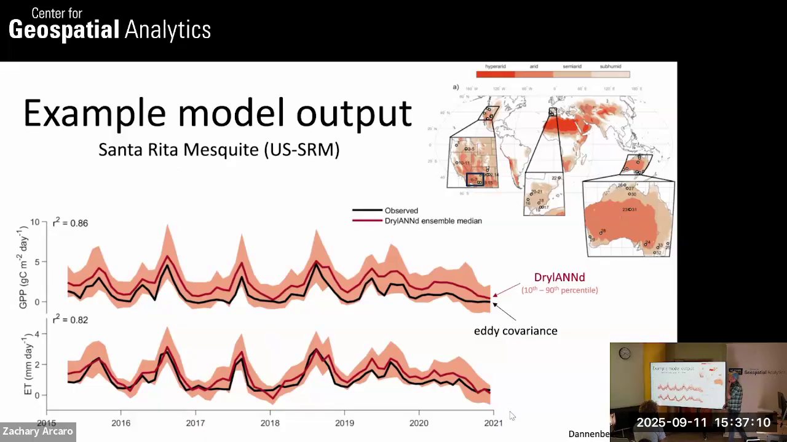This is an example of some of the model output at one of my favorite flux towers, which is the Santa Rita Mesquite Tower south of Tucson, right down here. And this is basically what our model is producing. We've got a best estimate of gross primary production and evapotranspiration. And then from the model ensemble, we get some estimate of uncertainty or credibility around that prediction. As you can see, the model, at least qualitatively, tracks pretty well the variation in both gross primary production, the black is observed, the red is our model prediction, and evapotranspiration.